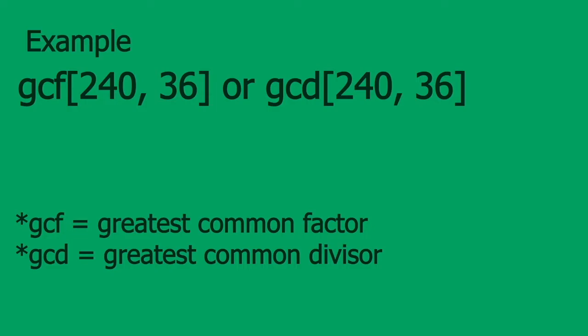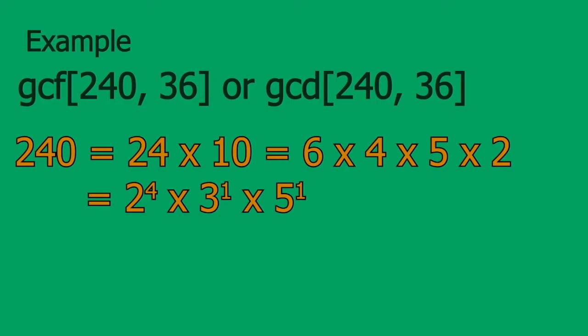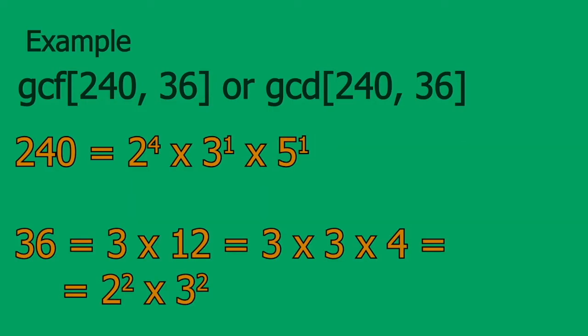Based on the step-by-step component, first and foremost, we have to look at these two numbers and break them down into their prime factors. Well, 240 is equal to 24 times 10, and you can break it down further into 6 times 4 times 5 times 2. Break it down further and eventually we get 2 to the 4th power times 3 to the 1st power times 5 to the 1st power. Well, for 36, we're going to break it down. That's equal to 3 times 12, and 12 can be broken down into 3 times 4, which in the end will just give us 2 squared times 3 squared.